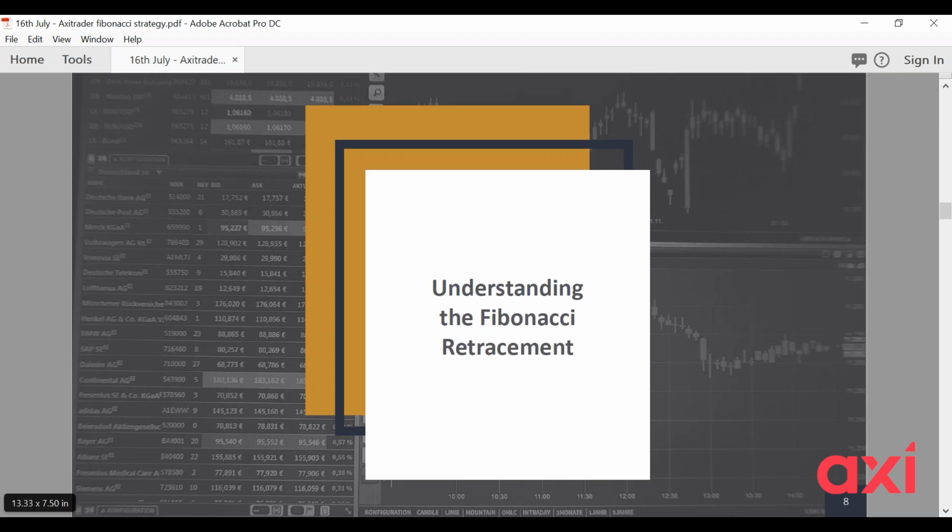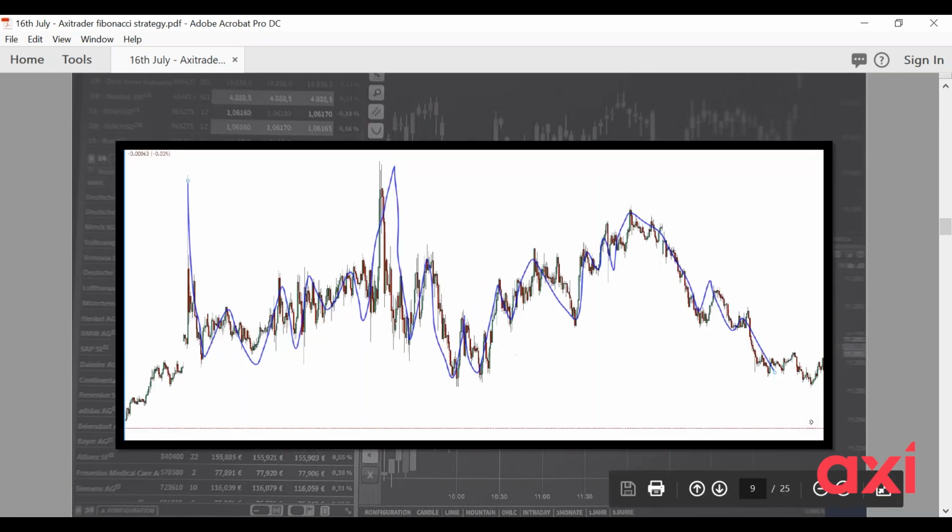All right. So now, understanding the Fibonacci retracement. The first thing you need to know about Fibonacci retracement is that it works well when there's a clear market structure. And what you're seeing over here is what I call an unclear market structure.